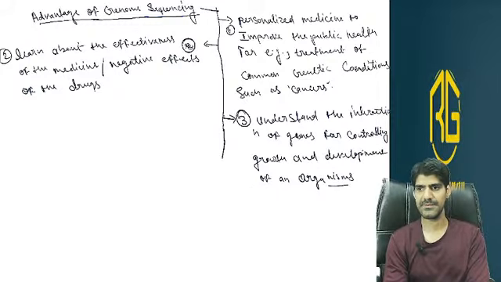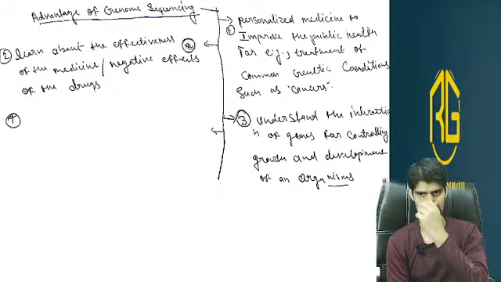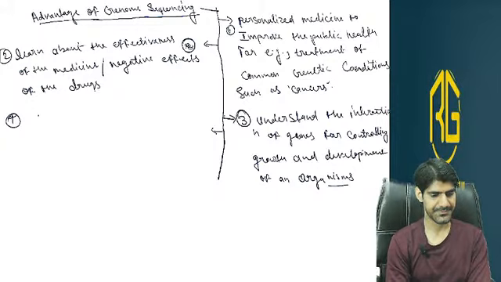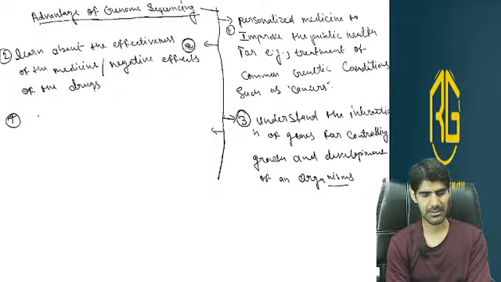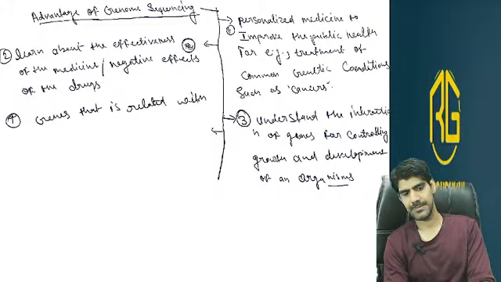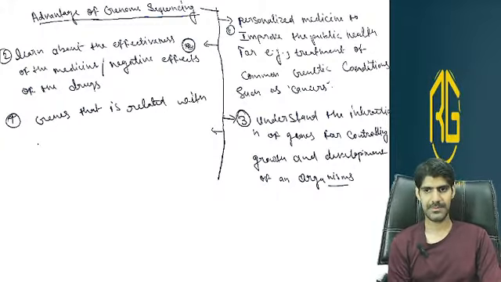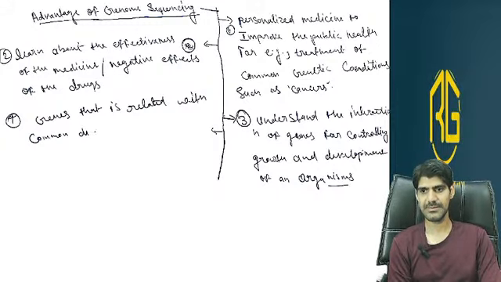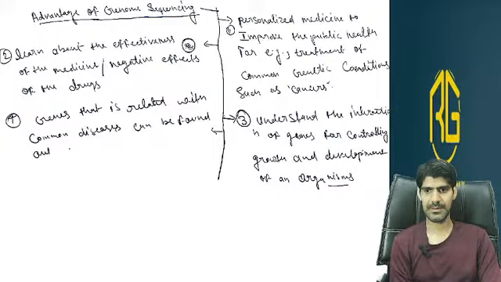And the fourth one is that genes that are related with common diseases can be found out.